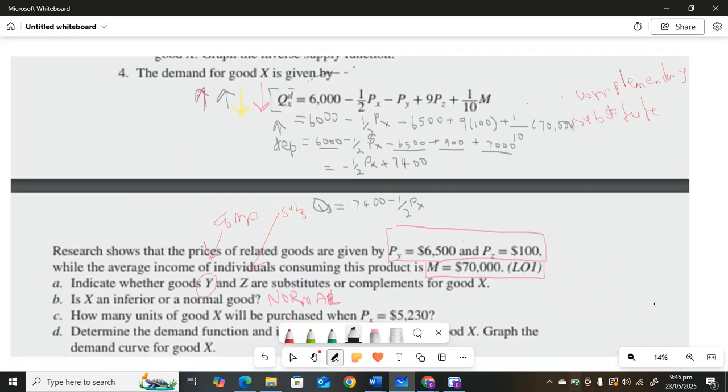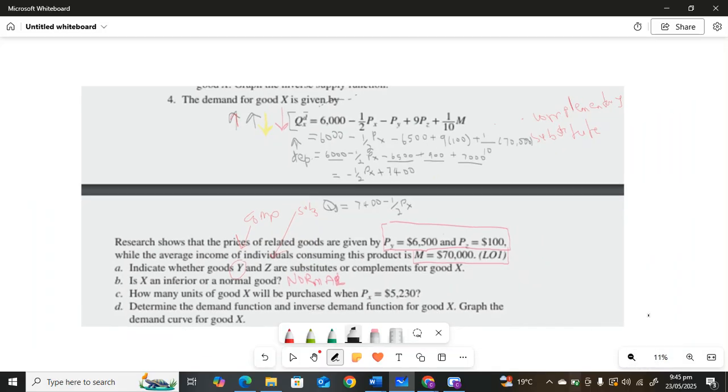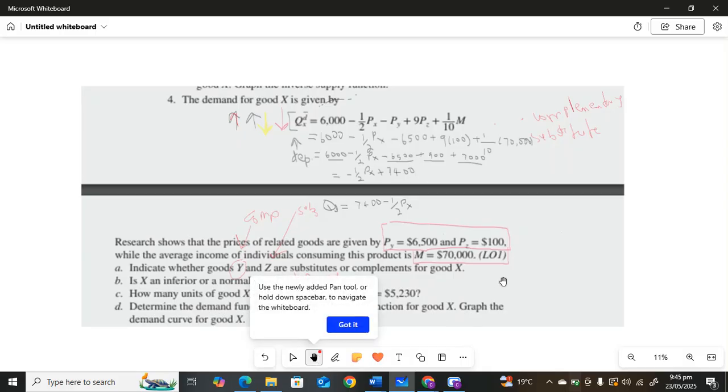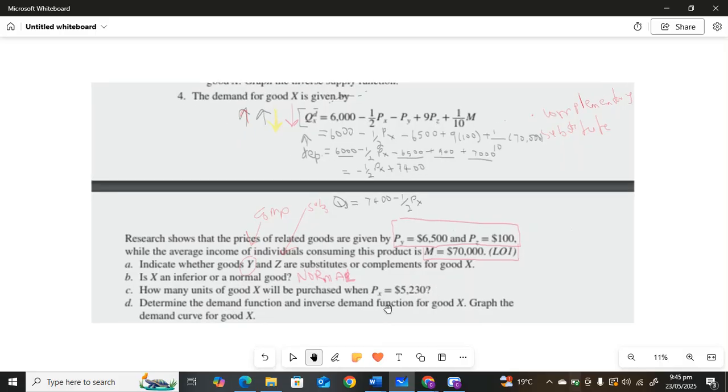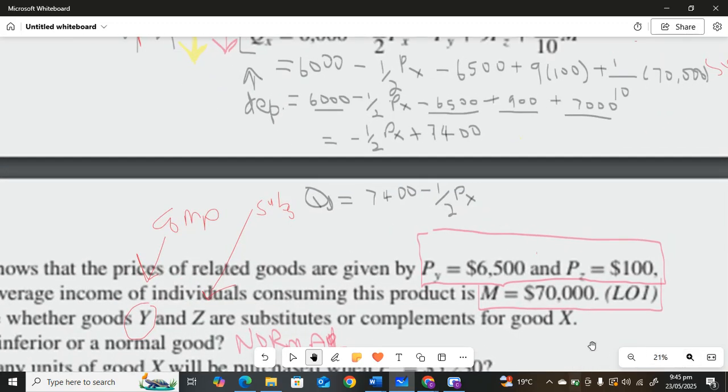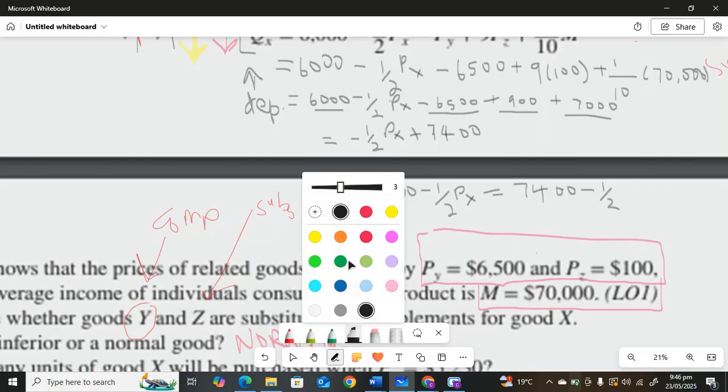Then in the question they're asking how many units of X will be purchased when PX is 5,230. So you substitute 5,230 into the demand function. So this is 7,400 minus half, then substitute with 5,230.